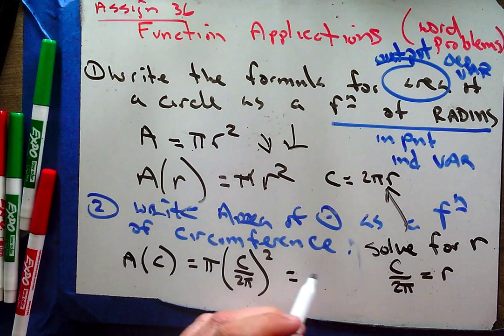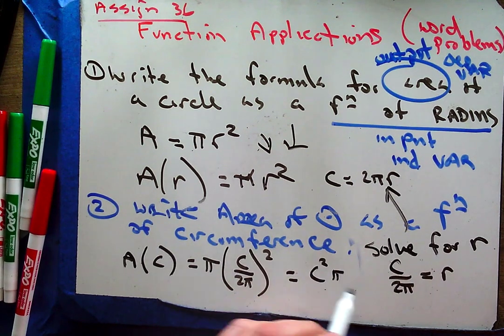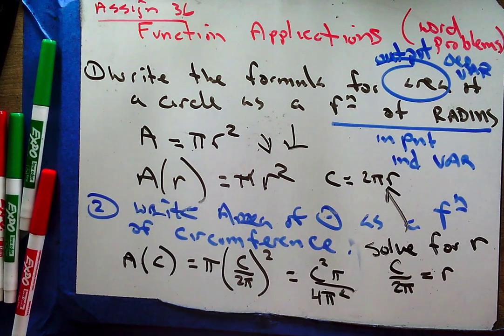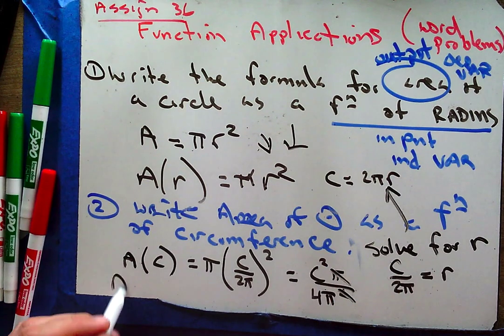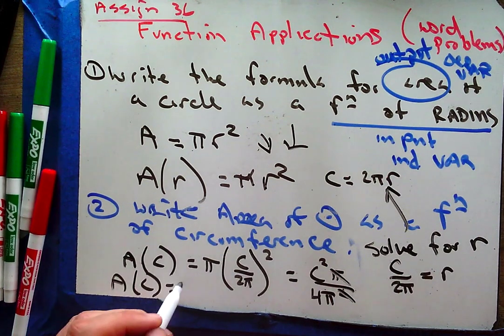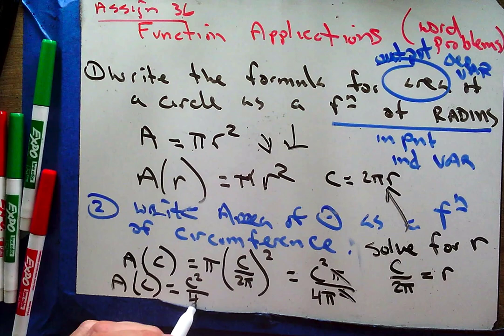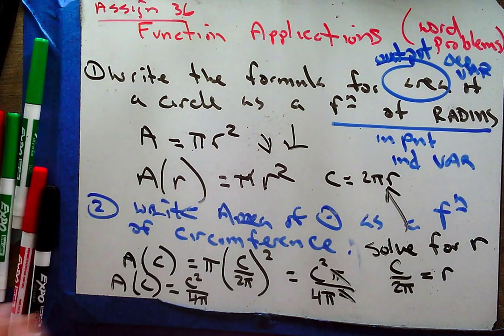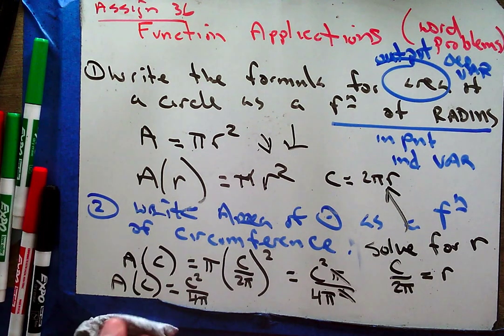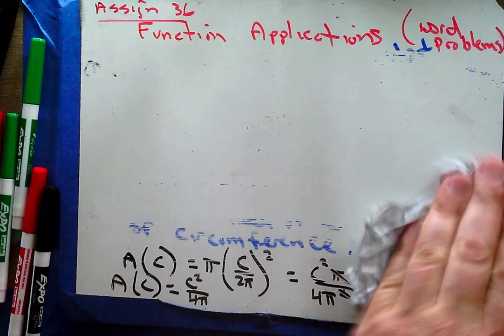Not quite done here yet. C squared pi over 4 pi squared, right? We've got to square the C, the 2, and the pi. Now this pi can cancel one of those, and so we're going to end up with A of C equals C squared over 4 pi. That's area as a function of circumference. Nice.